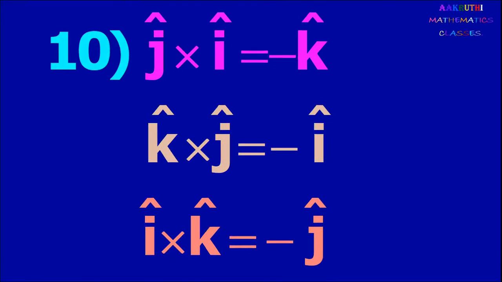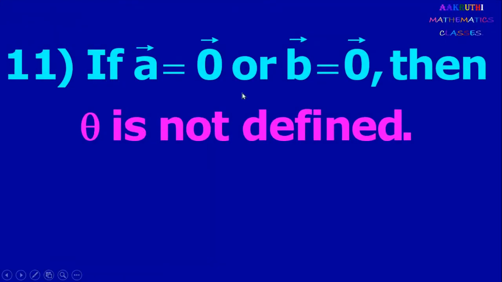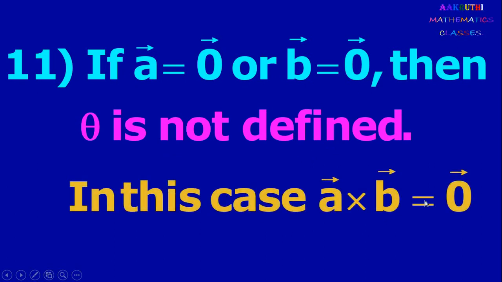If a vector is 0 vector or b vector is 0 vector, then theta is not defined. In this case, a vector cross b vector is 0 vector. If any one vector is 0 vector, then cross product is also 0 vector.